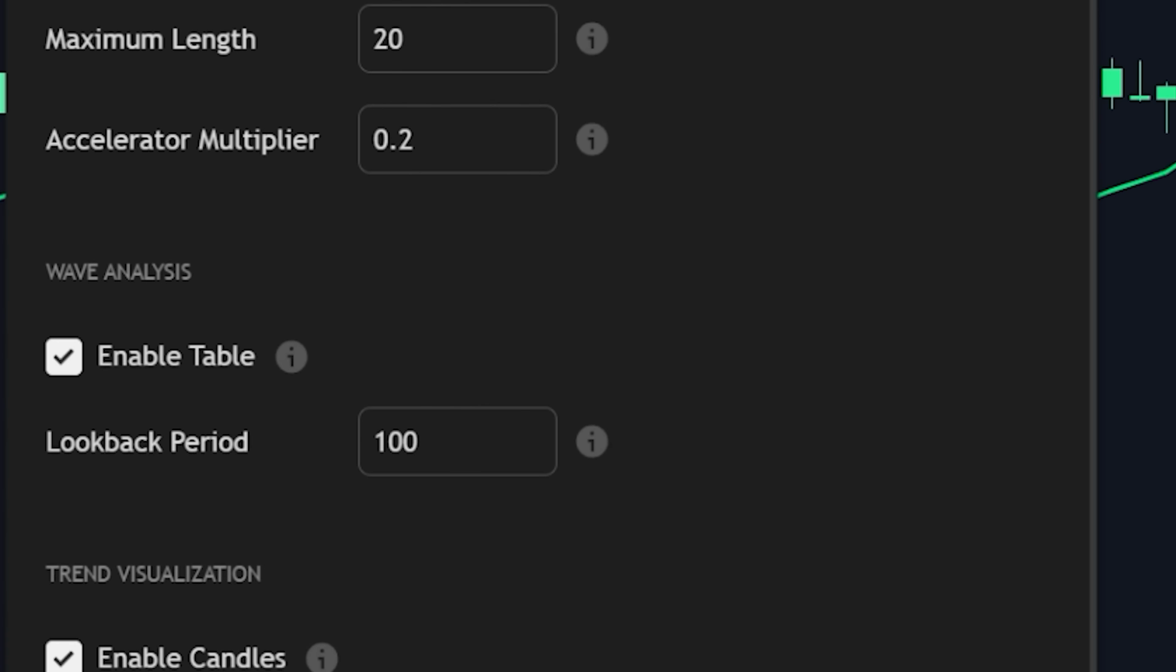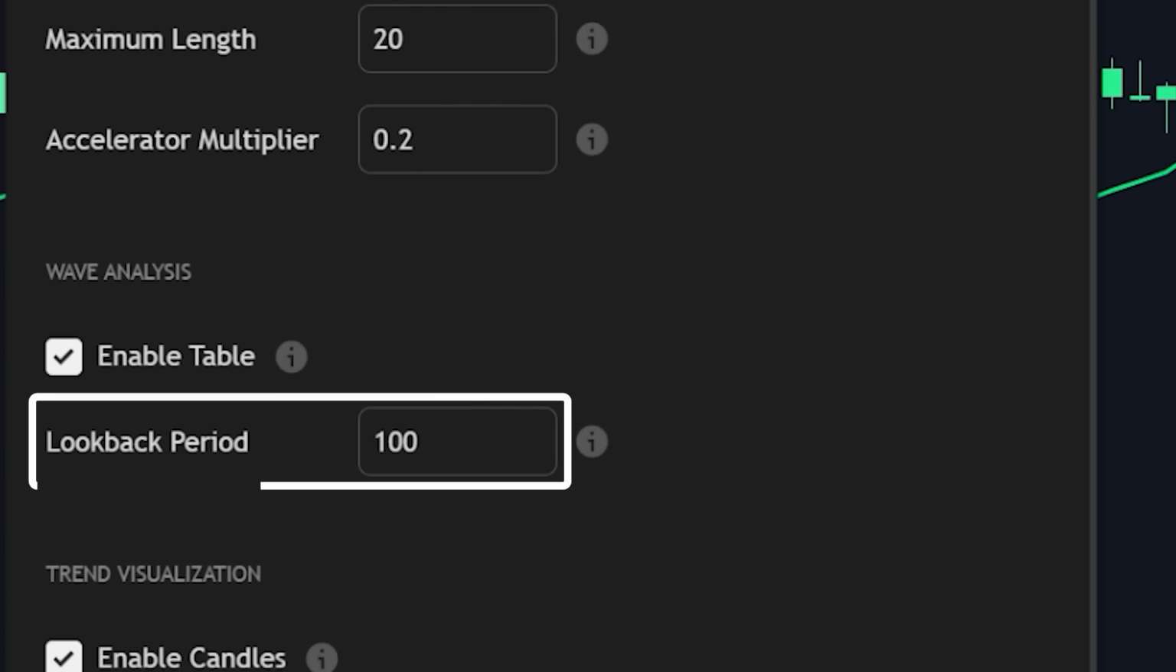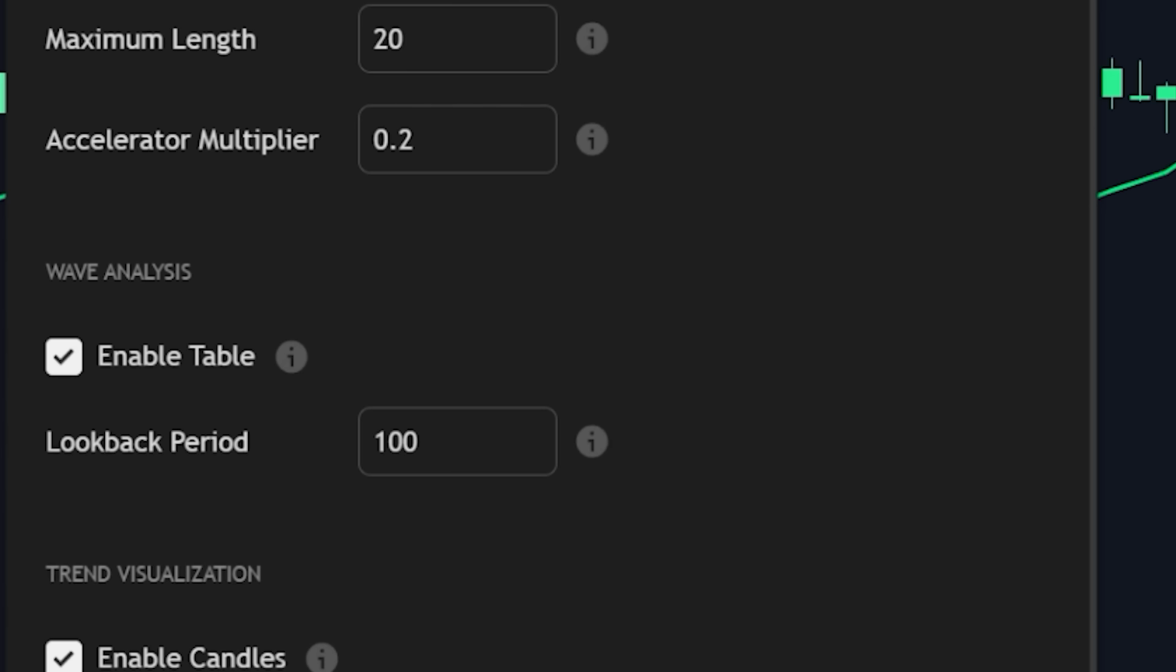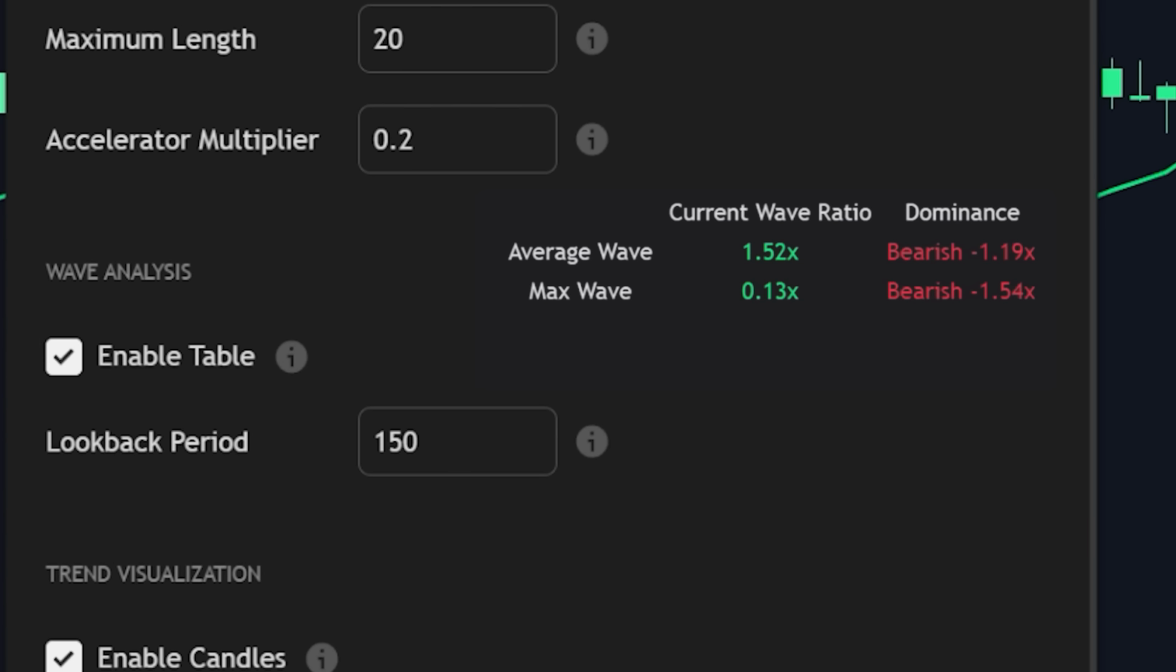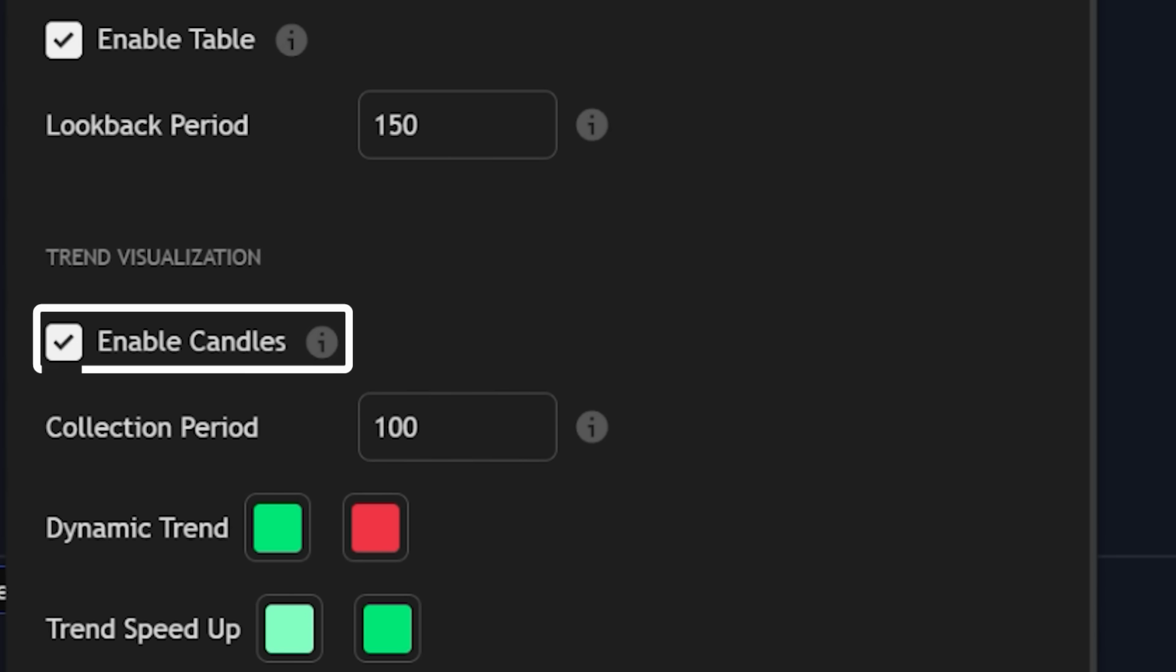One of the most important settings is the look-back period. This defines how far back the indicator looks to calculate all those wave statistics in the table. The default might be 100, but here's a professional tip. Increasing this to something like 150 gives a more stable baseline for comparison across different timeframes. You've got toggles to enable the table if you want to see all those statistics, and enable candles for the color-coded candlesticks.